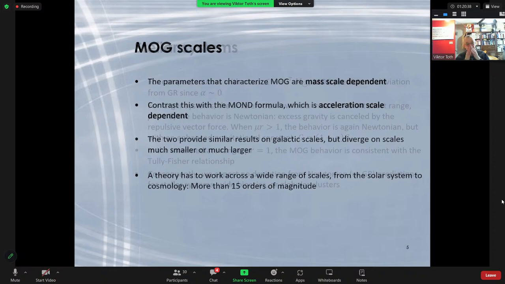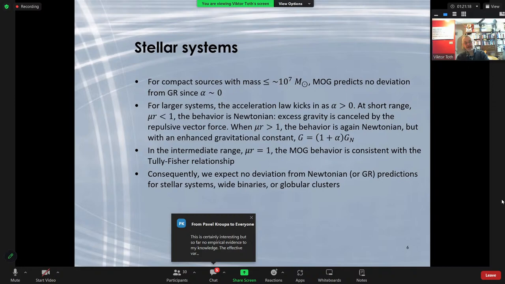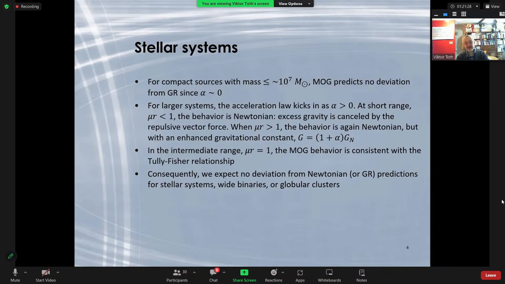And in the case of MOG, we pretty much predict no deviation for smaller systems. We have done a study many years ago on globular clusters. And we found that globular clusters, regardless of size and regardless of density, appear to be Newtonian. And that basically means that even at very low accelerations, there is no apparent deviation from Newtonian behavior in the velocity dispersions of these clusters. So that seems to conflict perhaps with the wide binaries, but it also seems to agree with the MOG, which pretty much predicts that alpha, that famous parameter that characterizes deviation from Newtonian physics, is very close to zero for small systems. It only starts to kick in for systems that are at least 10 to the 7 solar masses or larger.